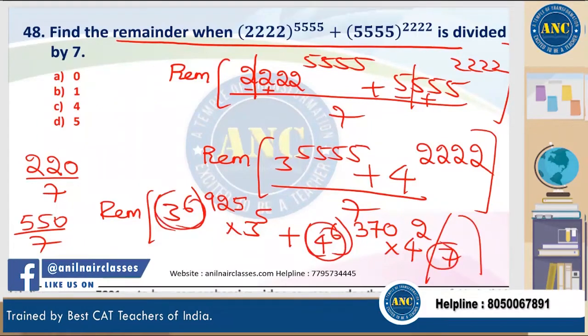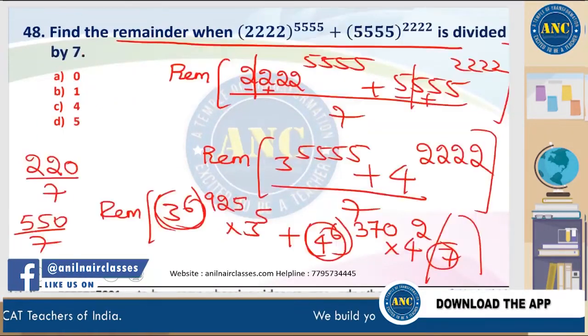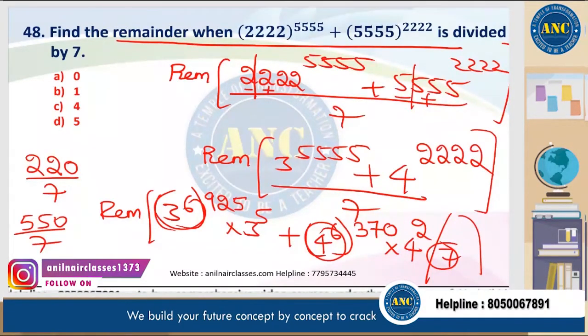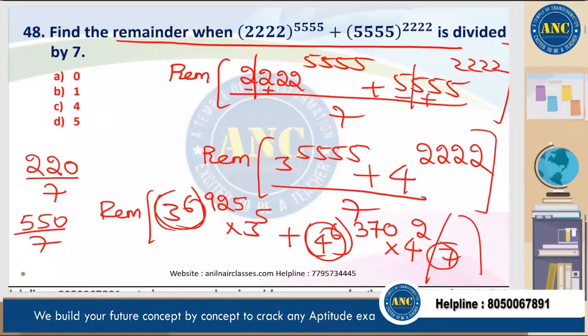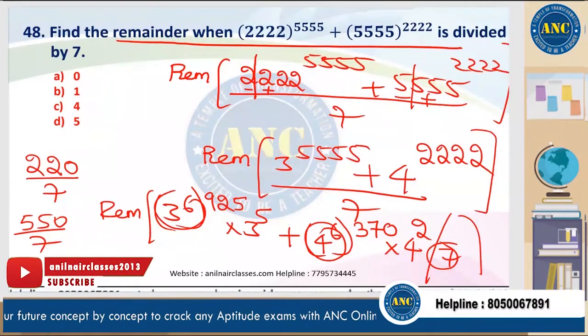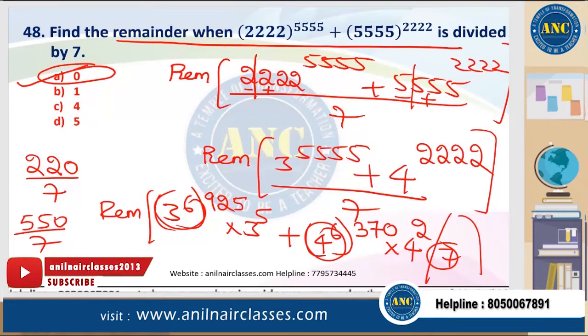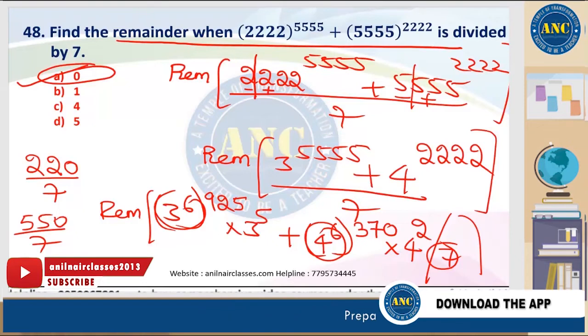These one and these one. 243. 243 plus 16 is 259. 259 when divided by 7 is nothing but the answer 0. I hope it is clear. Idea is clear, right? Already we did it in the first class.